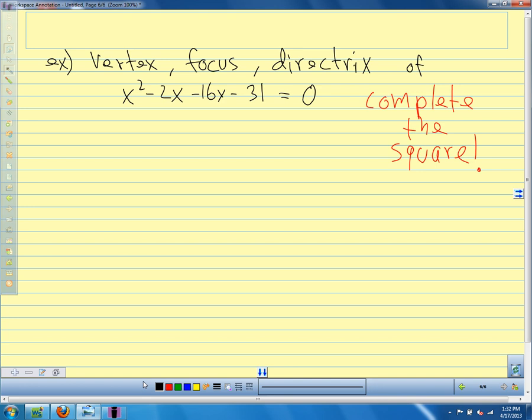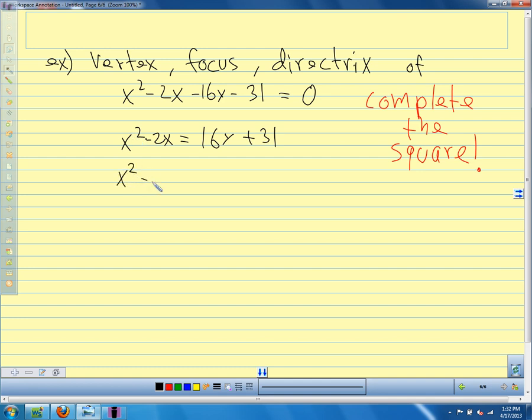So I'm going to rewrite my equation with all the x's on one side and all the y's on the other side. I'm going to rewrite this as x squared minus 2x equals, and I'm going to add 16y and 31 to both sides. So that equals 16y plus 31. Now I'm going to complete the square on the x part. The x is the part that's squared.